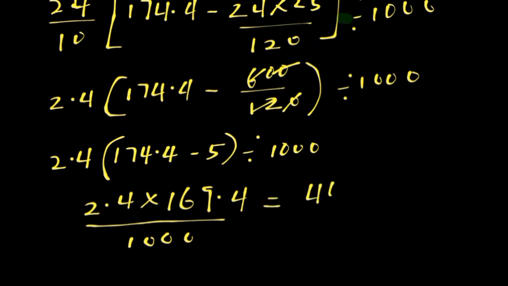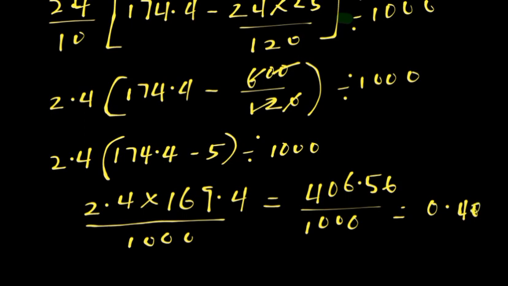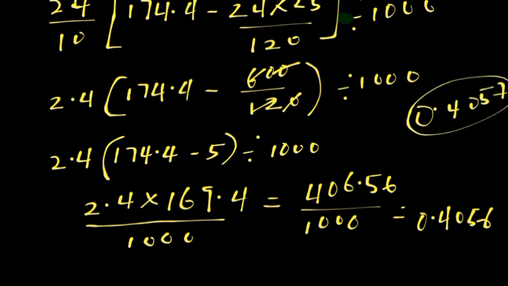That is 406.56 over 1000, which gives 0.4056. Wow, look at the accuracy. Now if you take your calculator and type in sin 24, you're going to get 0.4057. If you look at these two values, you can see that they are almost the same, just a little difference.